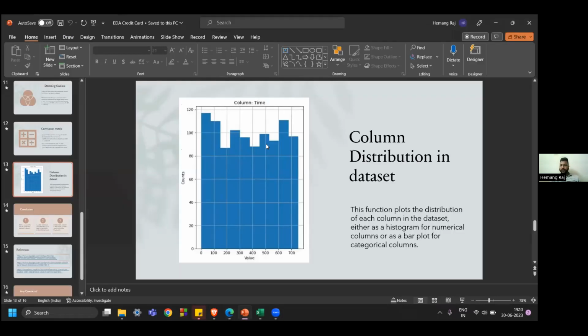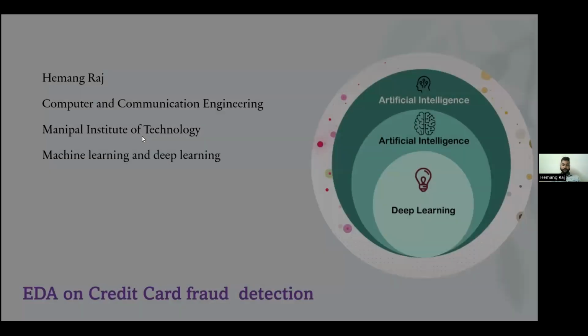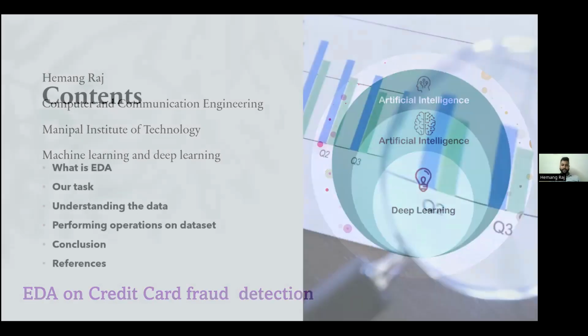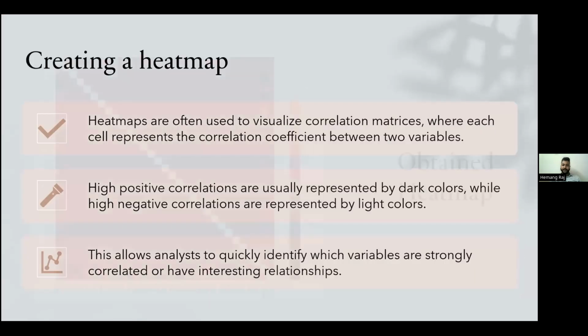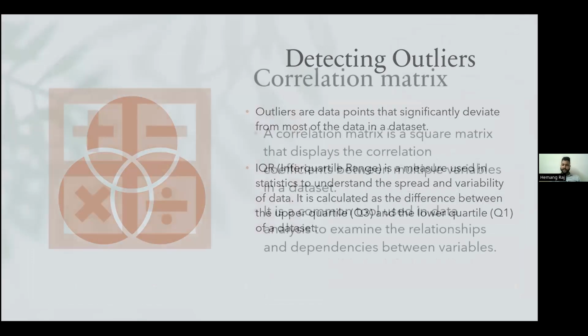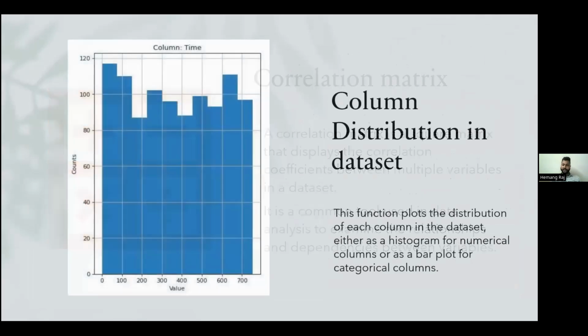So overall, using our dataset, we could see that within a few minutes, we could find the number of fraud cases and the number of legitimate cases. After finding the fraud and legitimate cases, we could find the mathematical descriptions of the same. Using the class feature of the data, we created a heat map, and then we detected outliers, which were not much useful in our case. Then we did a correlation matrix to find the interdependency between variables. Then we found the column distribution of the dataset.